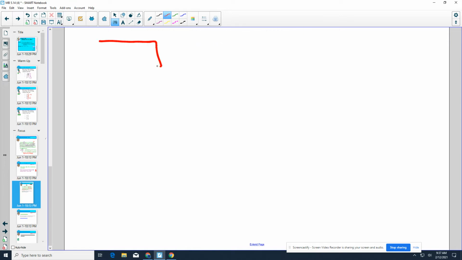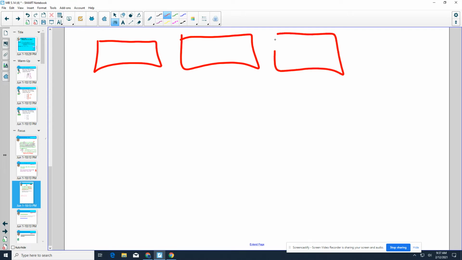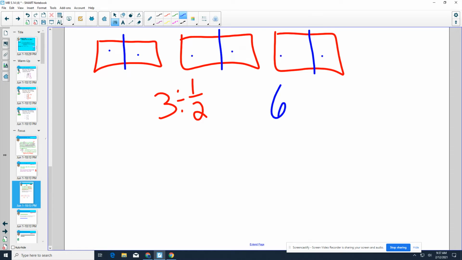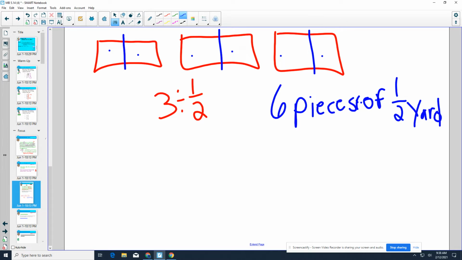So I'm going to just draw 3 boxes because it's easier for me to visualize. And I know I'm doing 3 divided into halves, so I'm going to split all 3 boxes in half. And when I do that, I see I have 1, 2, 3, 4, 5, 6 pieces of ½ yard string.